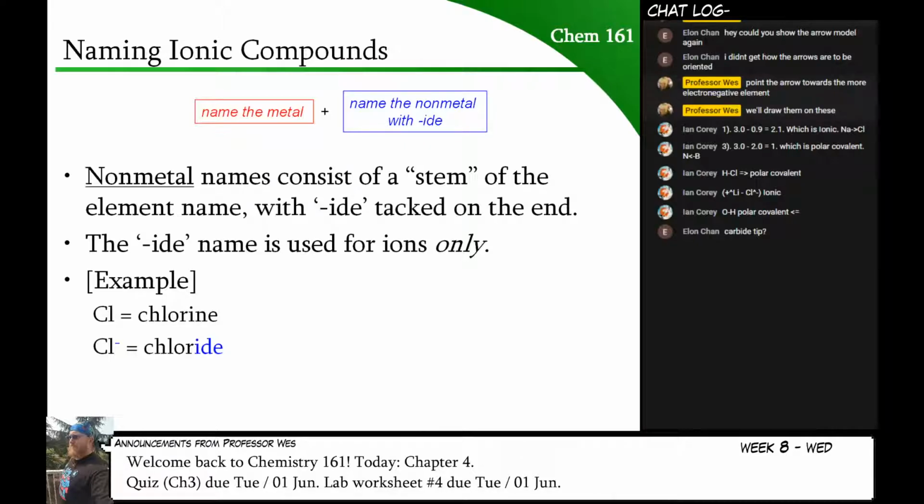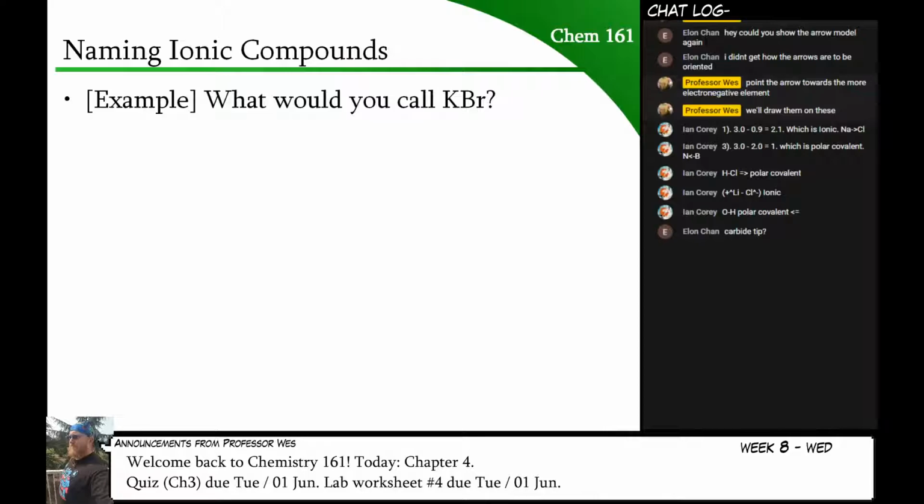All right, so now we can put all of this information together. You're going to name the metal and name the nonmetal. So how do you name this? Well, I go look on the periodic table. K is potassium. Br is bromine, which we'll call bromide. Potassium bromide. There you go.